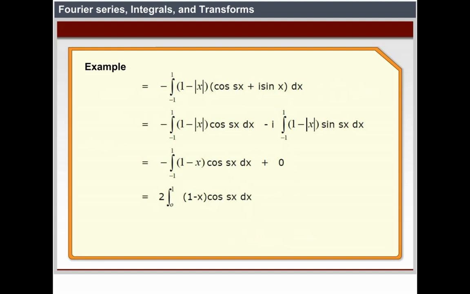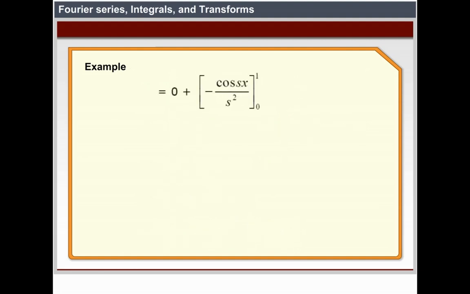After that, using the u dv formula, uv minus integral of v du, this equals 2 times [(1 − x) sin sx / s with limits 0 to 1 plus the integral from 0 to 1 of sin sx / s dx], which equals 0 plus [−cos sx / s² with limits 0 to 1], giving (1 − cos s) / s². We get this result after integrating and applying the limits.